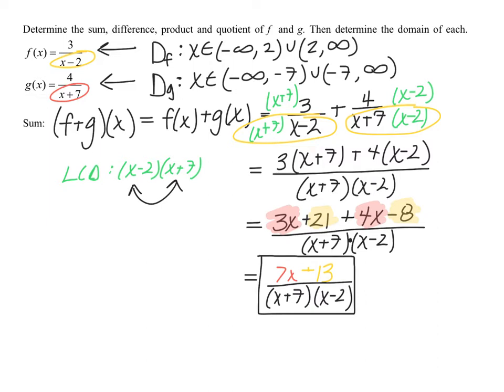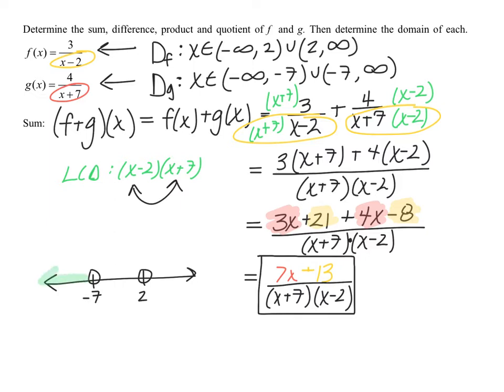So the domain of the sum, and this is going to be true for the difference as well, it's the intersection, which means we're looking at where the domains overlap. So x cannot equal 2, and x is also not allowed to equal negative 7. So if you think about a number line here, we're going to basically be skipping over negative 7. So negative 7 is not in the domain. We're also going to be skipping over 2. 2 is not in the domain. However, every other real number is in the domain.